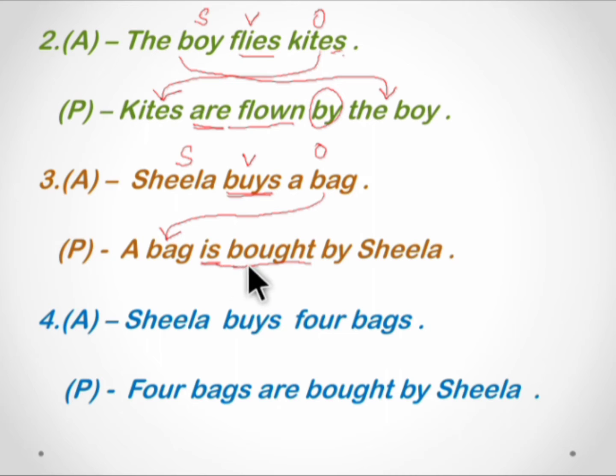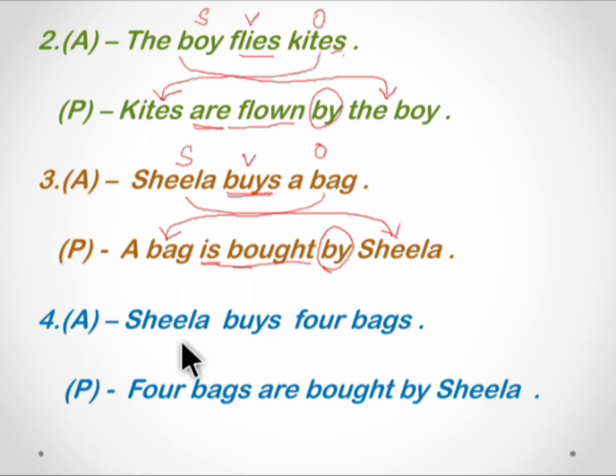So a bag is bought. We use "by" to denote the doer of the action, and the subject of the active voice will become the object of the passive voice. A bag is bought by Sheila.